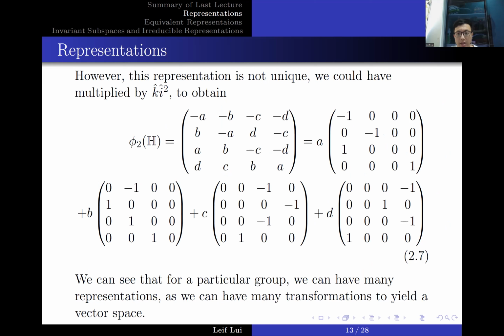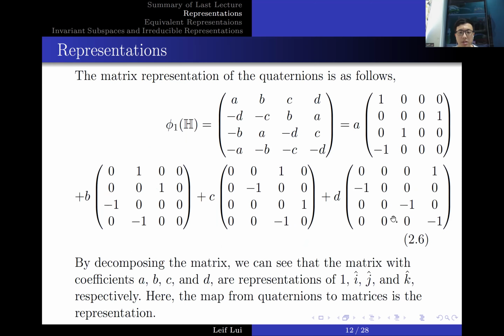But we have to keep in mind that since the structure of groups is quite general, it's not like differential equations where you set the equation and the boundary or initial conditions and you get a unique solution. Representations are not unique. For example, we could have multiplied by i squared to yield this representation. And hence, we have different representations for the unity, i, j, and k. See, these are quite different. And we can see that for a particular group, we can have many different representations, as we can have many different transformations to yield a vector space.